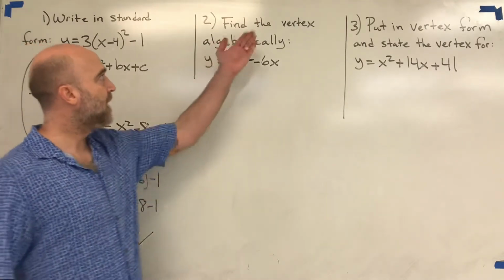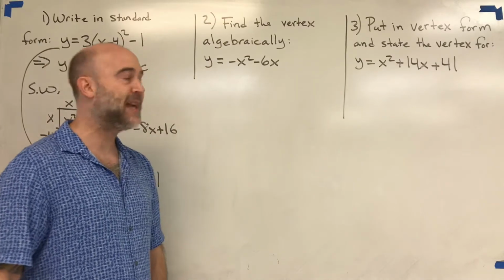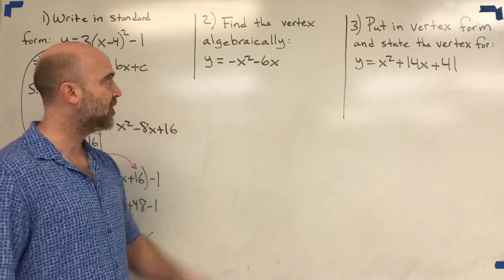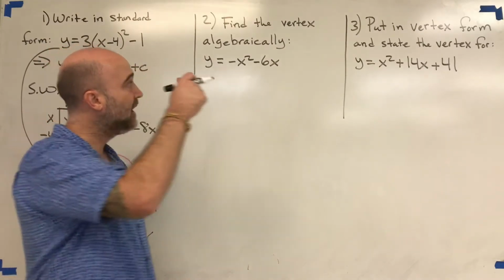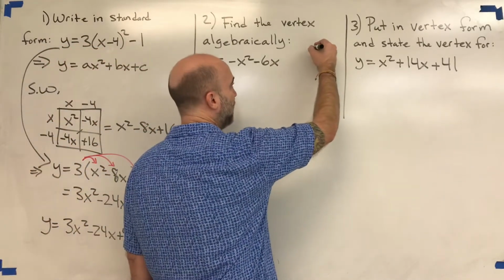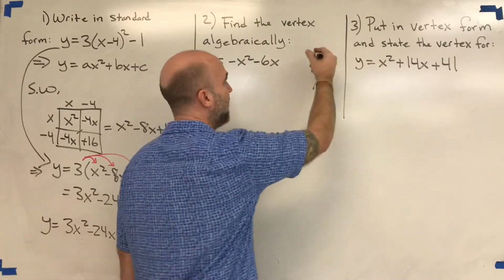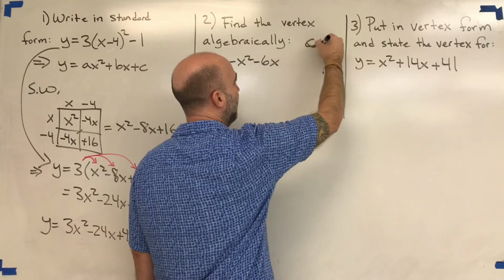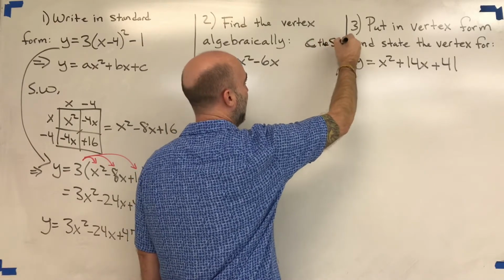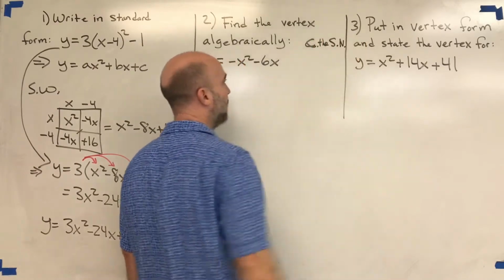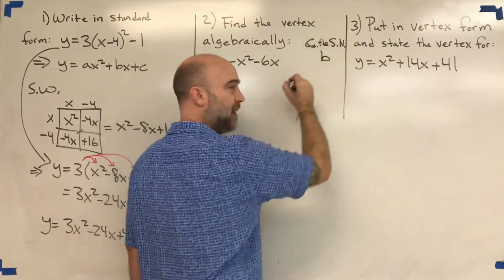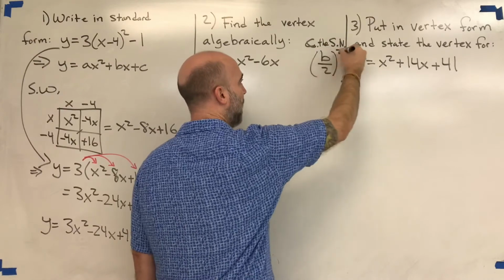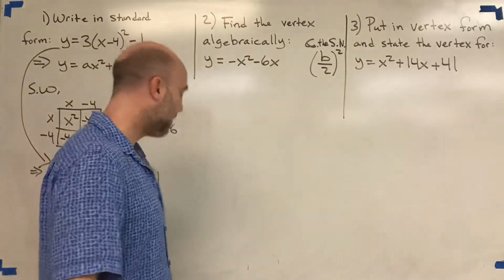Next one. Find the vertex algebraically. Okay. Well, first thing, we need to make sure that we have our special number. They call it a magic number sometimes, but it's your complete the square number. Do you remember what it is? B over 2 quantity squared. So we're going to be using that.